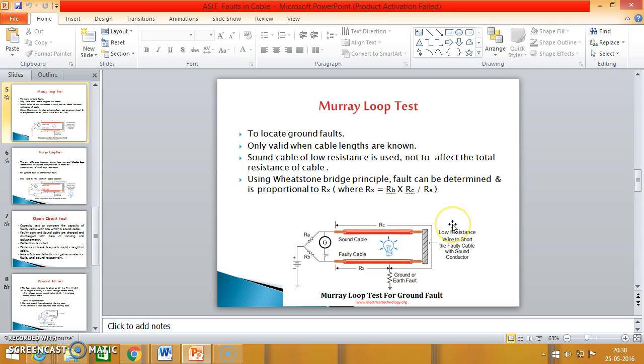Second method is Murray loop test. To locate ground faults, it is only valid when the cable's lengths are known. A sound cable of low resistance is used, so as not to affect the total resistance of the cable. Using the Wheatstone bridge principle, the fault can be determined and is proportional to Rx, where Rx is equal to Rb into Rc divided by Ra, as per the following figure.